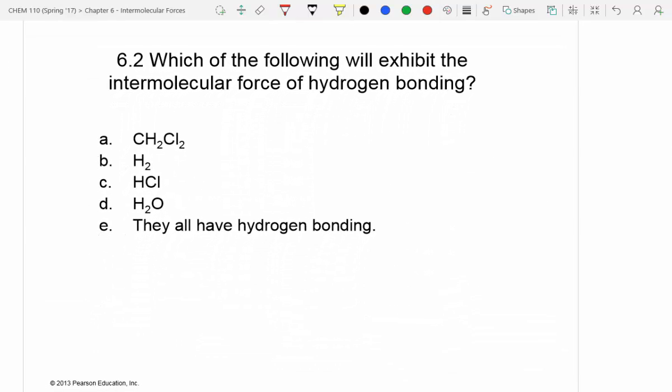Which of the following will exhibit the intermolecular force of hydrogen bonding? H2O, right? If we look up here, there's no fluorine, oxygen, or nitrogen, so we can cross that out. Same thing with this one. Same thing with this one. Water is the only one that has a fluorine, oxygen, or nitrogen.